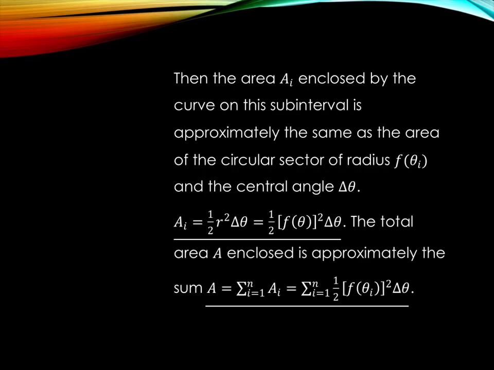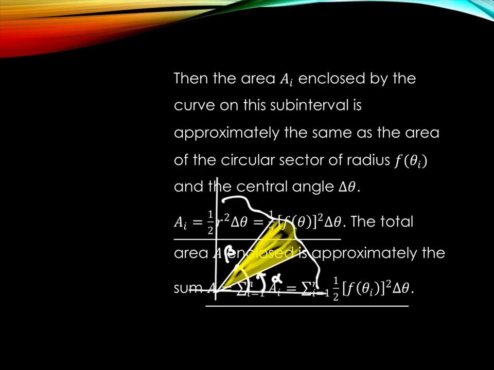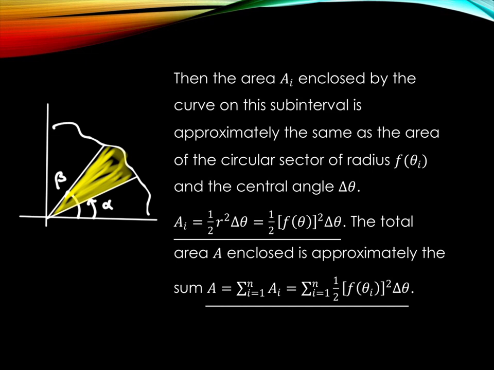So then the area, A sub i. I guess my picture is supposed to go there. We'll move it there. There we go. Then the area A sub i enclosed by the curve on this subinterval is approximately the same as the area of the circular sector of radius f of theta sub i and central angle delta theta. A sub i then is 1/2 r squared times delta theta. It's 1/2 of our function squared, right? That's the radius, the same as our function squared, delta theta.